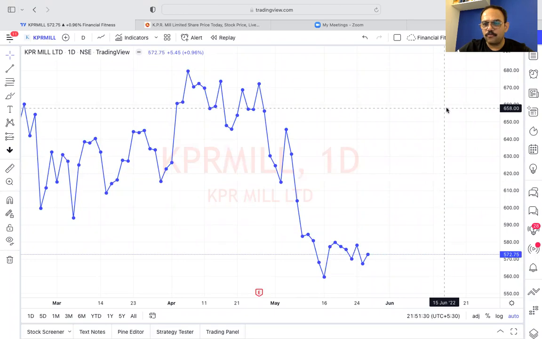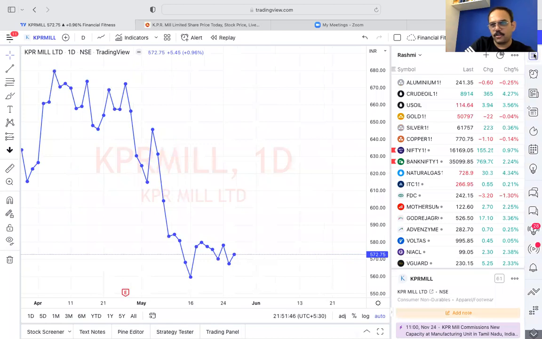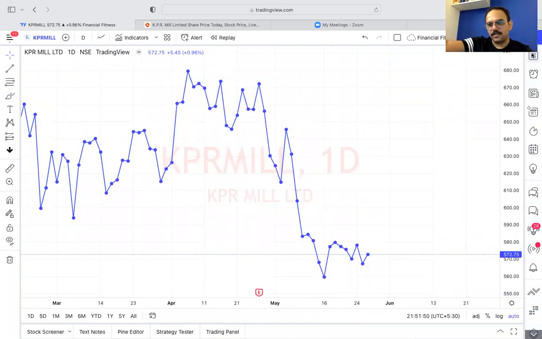How can I remove watch list? Why you have to remove? Okay, why you have to hide? Okay, so watch list here, the tab is here on the right hand side top corner. The tab is there. If you click it, the watch list will open. If you click it again, the watch list will be closed. So this is how you can do.